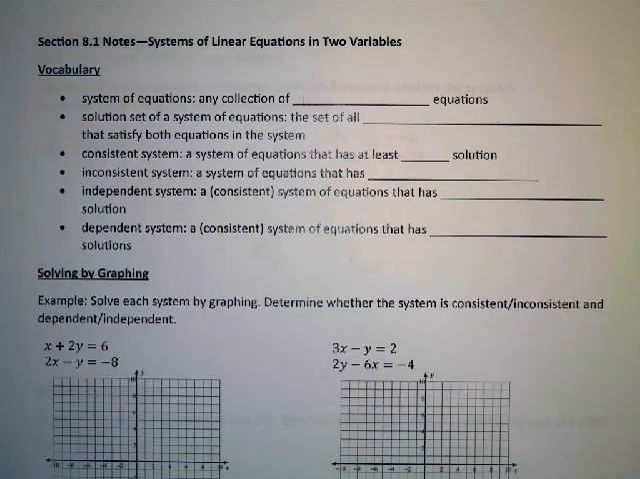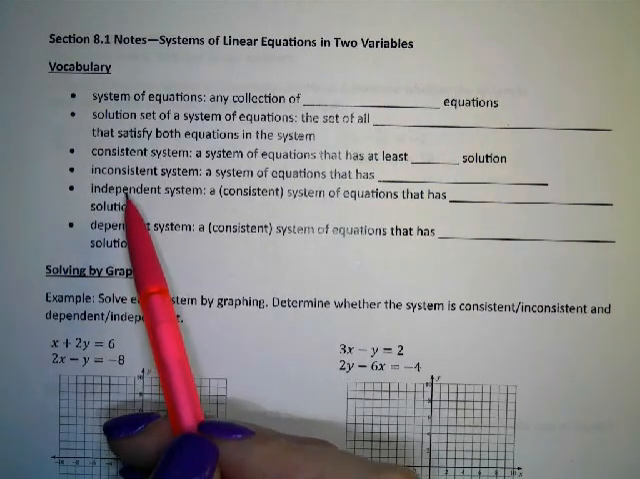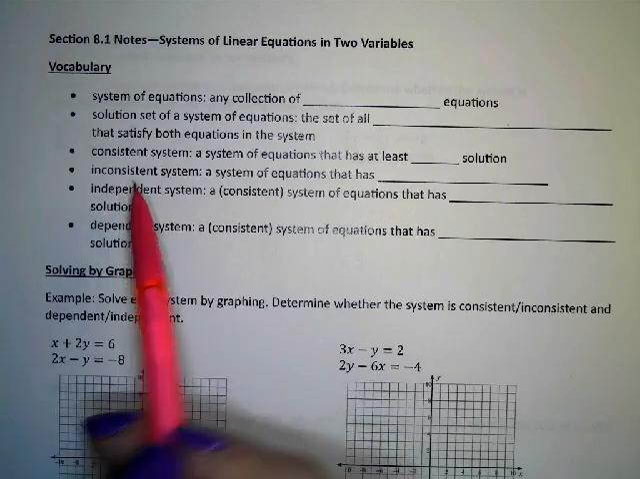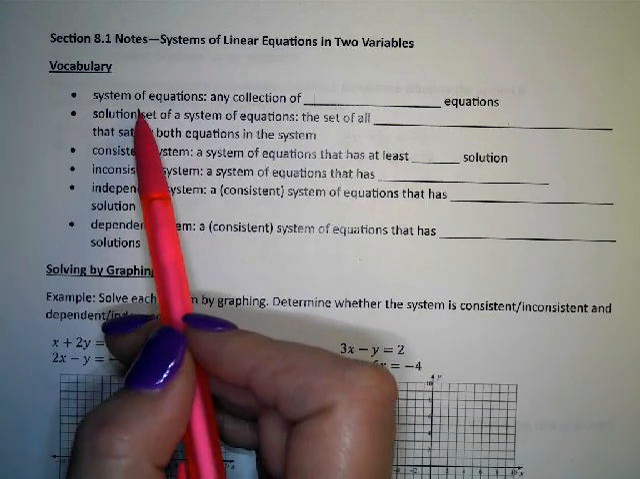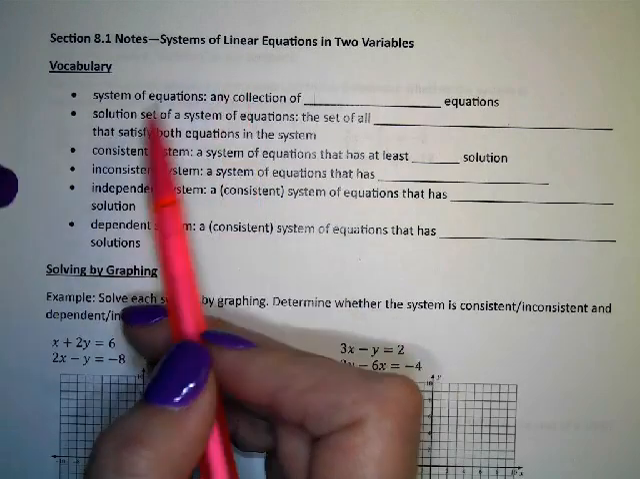This video is on section 8.1 notes, systems of linear equations in two variables. Before we really get started on examples, I'm going to go through several vocabulary terms that are important for this section. First is to define what a system of equations is, or in this case, linear equations specifically.